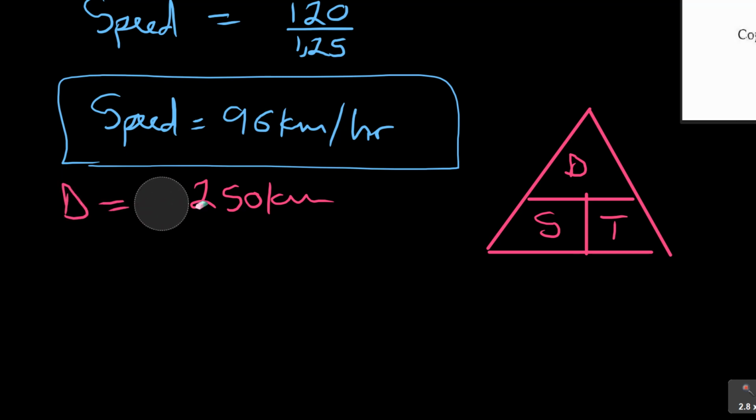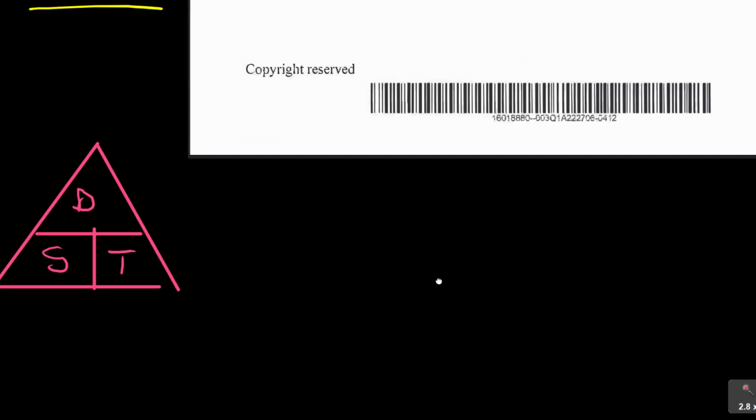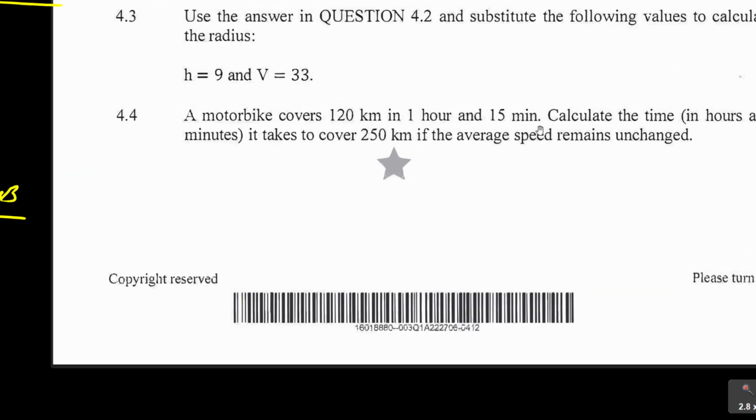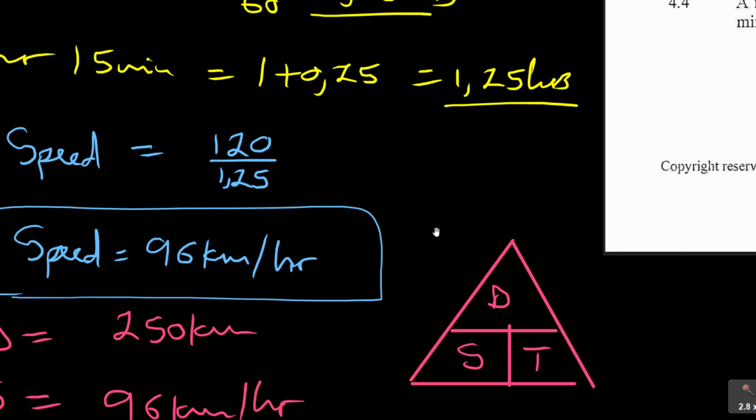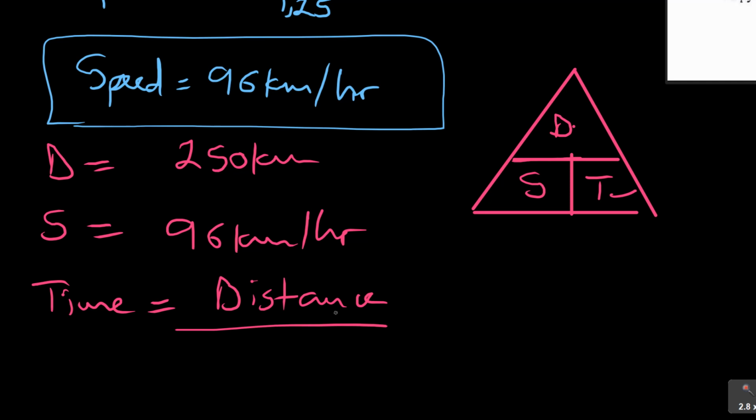So now they have given us distance, which is D. They have given us S, which is speed. They said it remains unchanged, which is 96 kilometers per hour. They said it doesn't change if the speed remains unchanged. Now calculate the time. So what do they want? They want T. Look at this. There is the T. What is T? Time is equal to distance over, there is the over, speed.